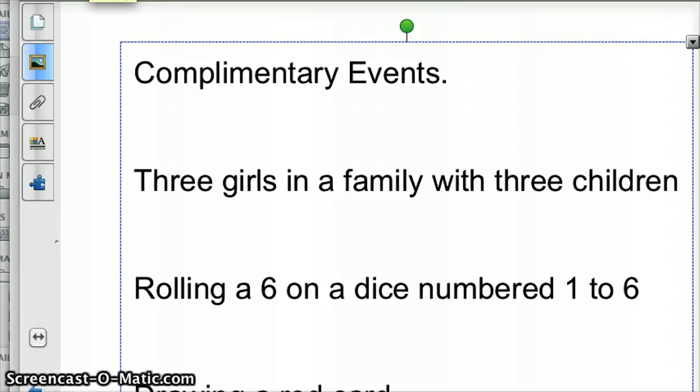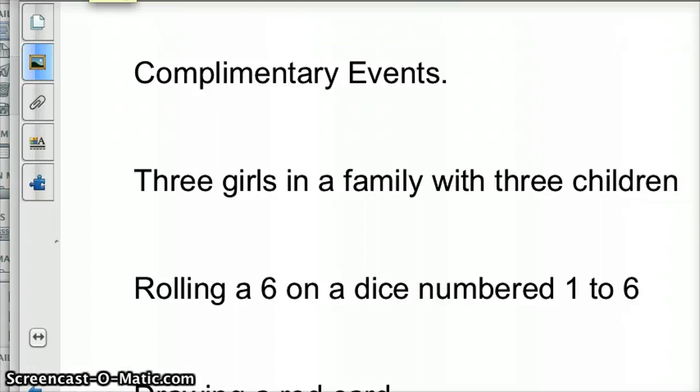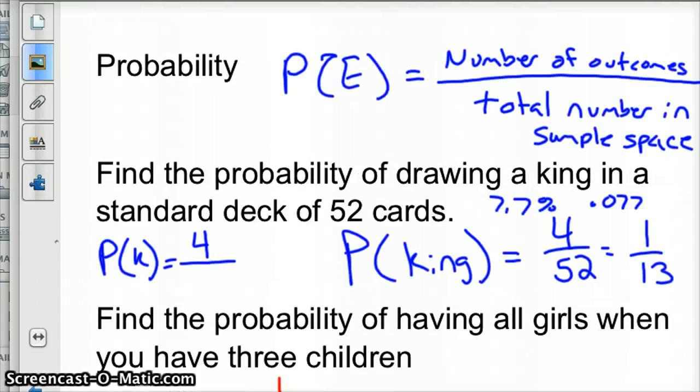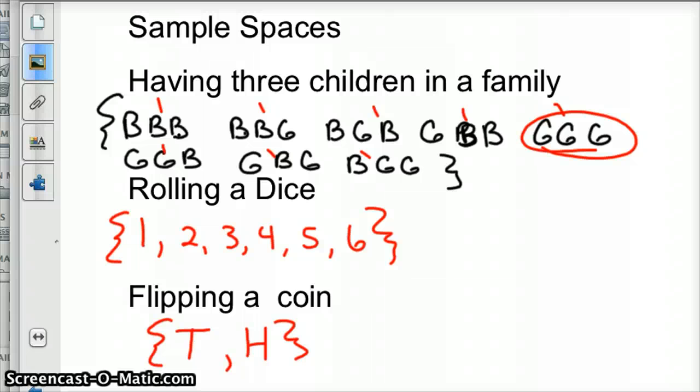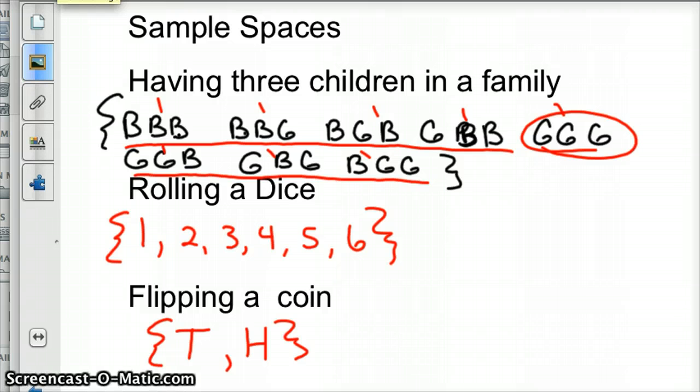Now, there's another part of this that's very useful, and that's complementary events. So 3 girls in a family with 3 children, well, the complement of that would be all the rest, the other 7: boy, boy, boy; boy, boy, girl; boy, girl, boy; girl, boy, boy; girl, girl, boy; girl, boy, girl; and boy, girl, girl. That would be the complement. So there's 7 of them.